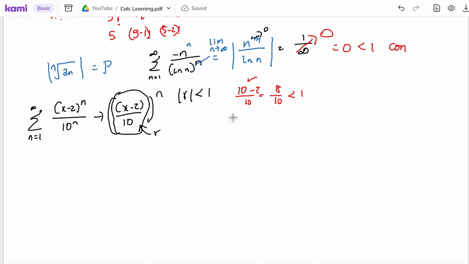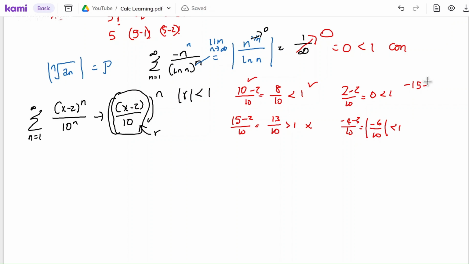If x is like 15 over 2, it doesn't work because it's greater than 1. This one works though. If x is 2, 2 minus 2, okay, that works because it's less than 1. If x is negative 4, negative 4 minus 2 over 10, negative 6 over 10. That also works because the absolute value of this is also less than 1. If x is something like negative 15 though, it'll be negative 17 over 10, whose absolute value is greater than 1.